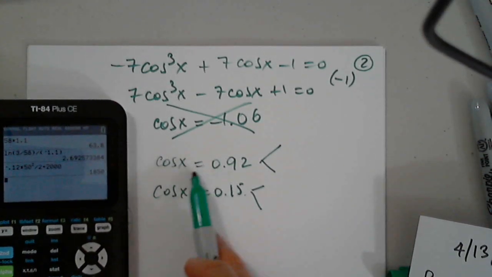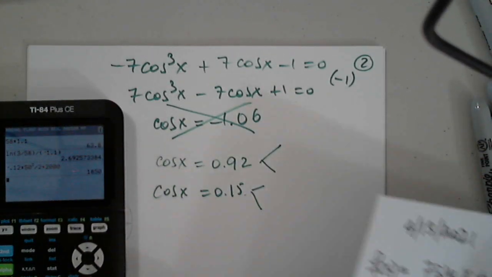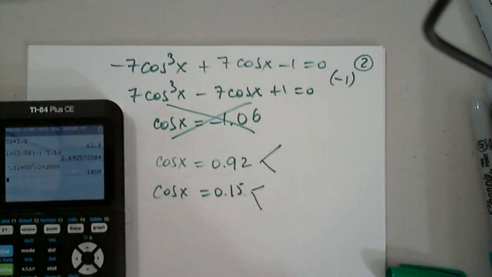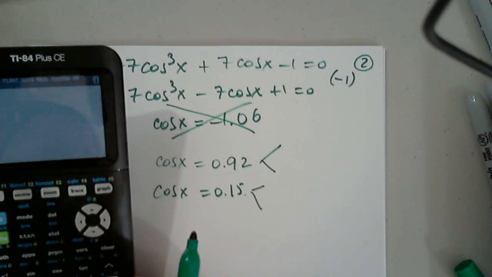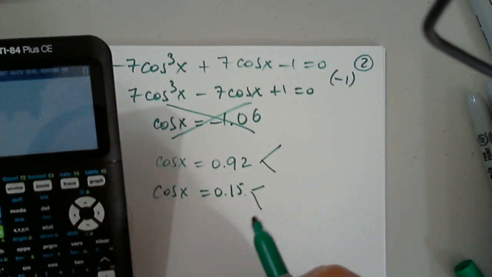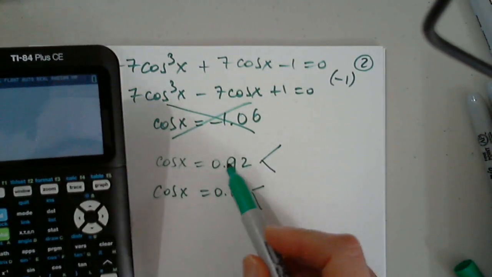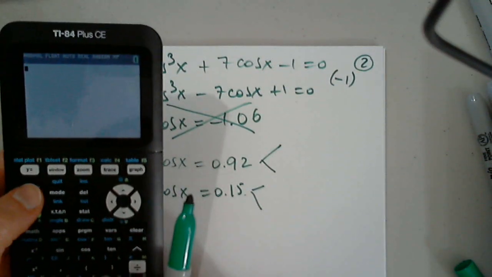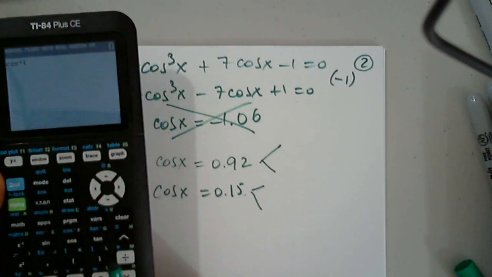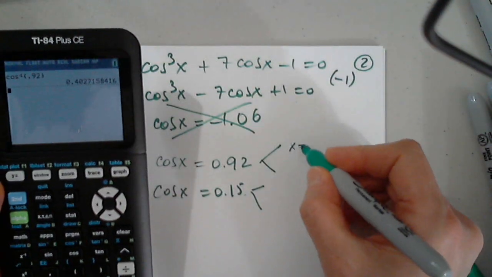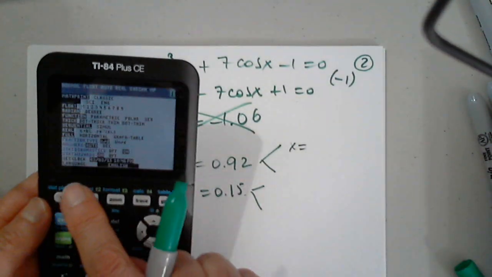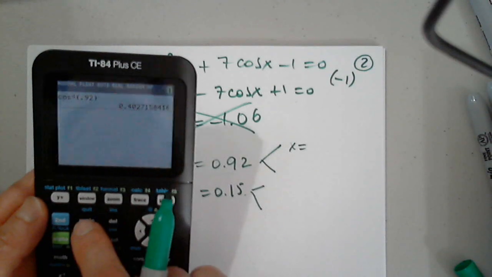Okay, so now we have to solve these equations. Where does this problem come from? Whoever came up with it wasn't too innovative. Okay, so I have to apply arc cosine. So the inverse cosine of 0.92. So x equals, and let me make sure that I am in radians. Yes, I am in radians.